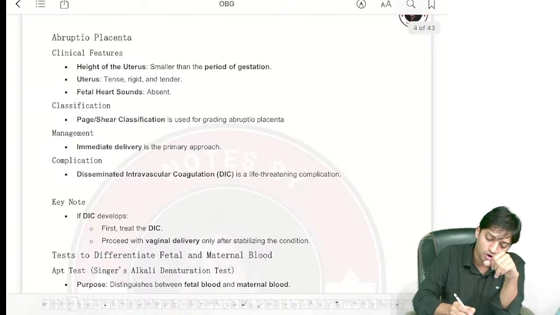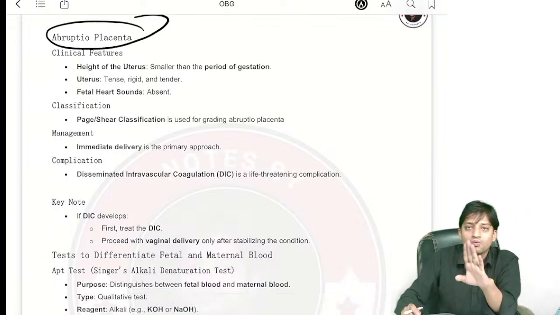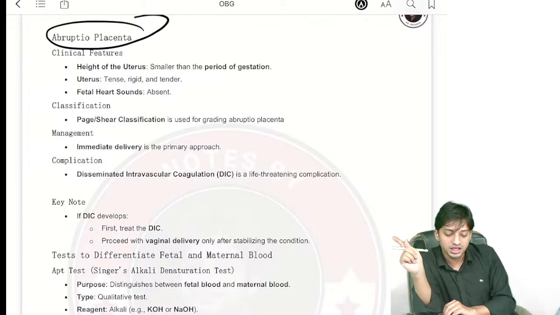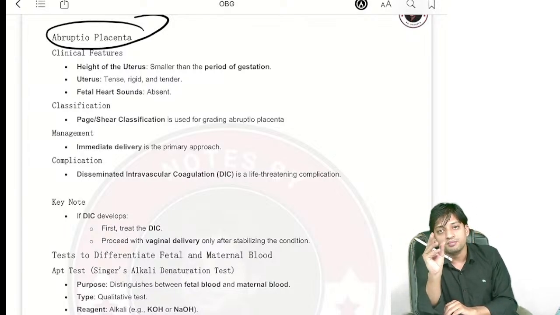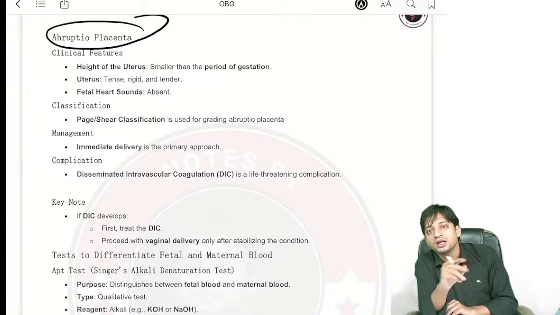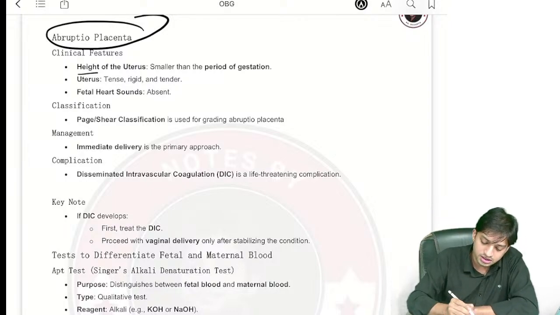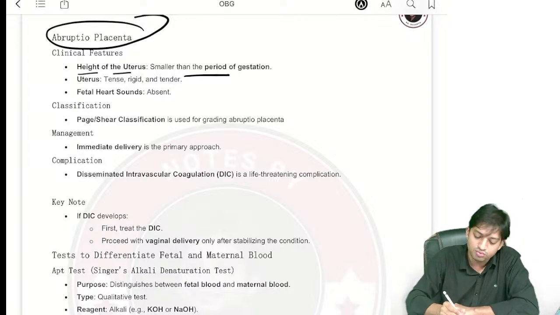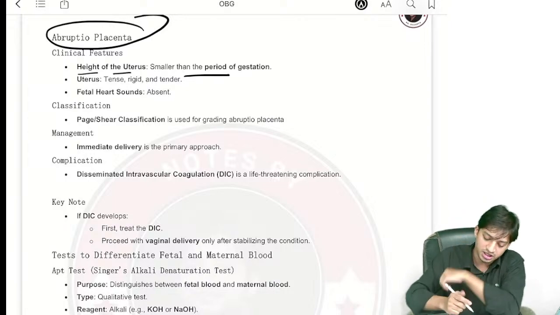Now come here to the topic of abruptio placenta. In abruptio placenta, you will see what are the clinical features. We have discussed already in abruptio placenta, the history they will give you, right? What kind of history? Bleeding, generally one episode, and dark red color clot kind of blood, right? And the height of the uterus, the clinical feature they will mention on examination, is smaller than the period of gestation, right? Because the placenta has ruptured a little bit.